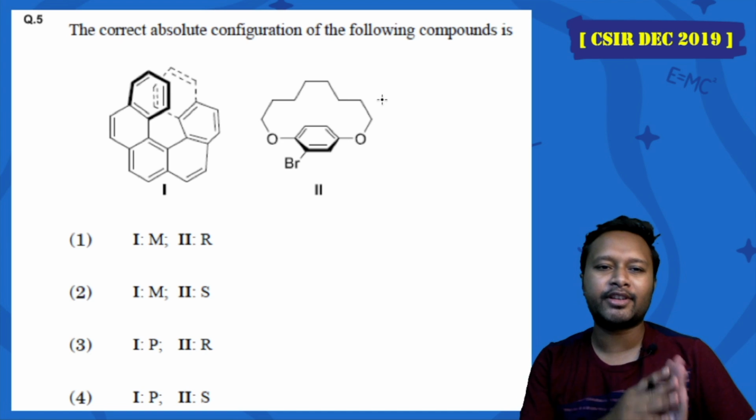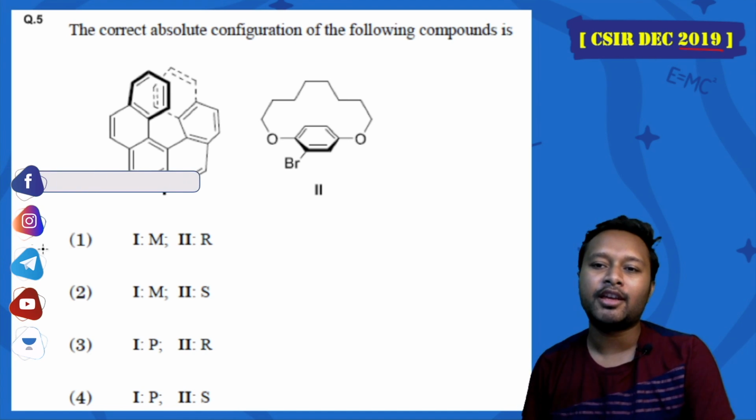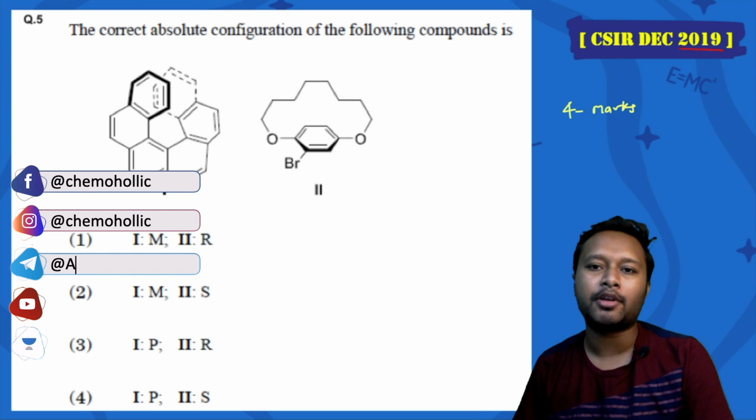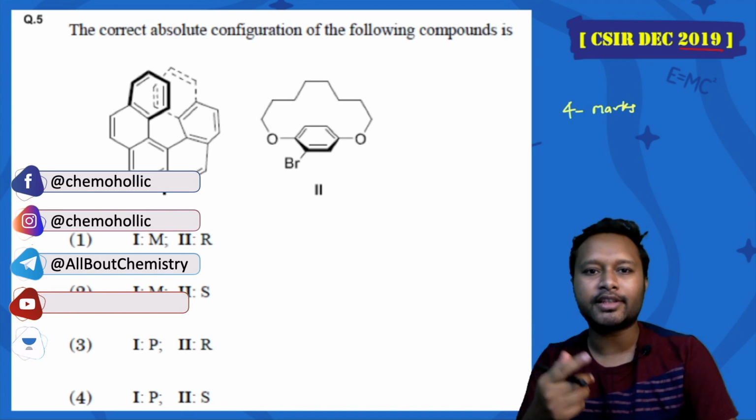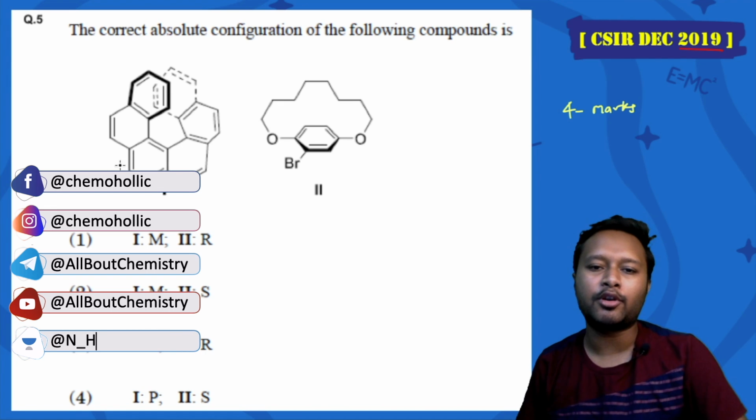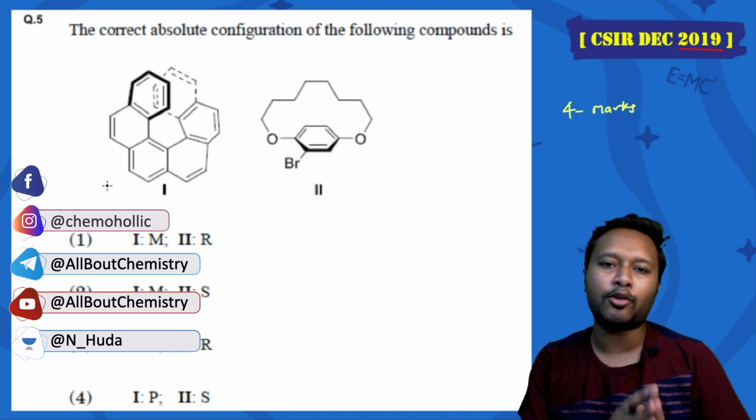Alright guys, so the first question which we'll be taking is from the CSIR December 2019 exam, and this was a 4 marker question. This was asked for 4 marks in the exam. The question says: the correct absolute configuration of the following compound is. If you look at the molecules, there are two of them. We'll talk about both of them one by one. Let's talk about the first one.